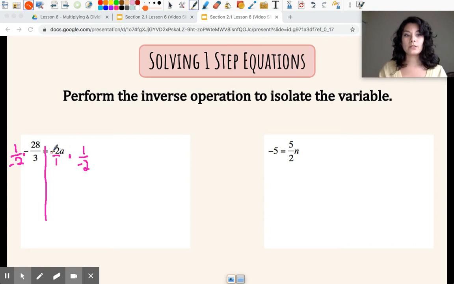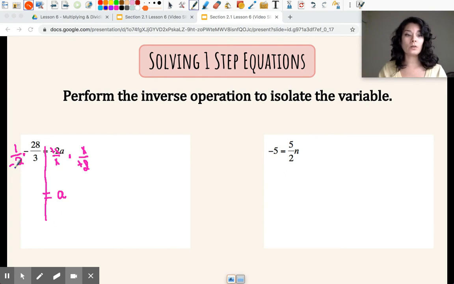The 2's will cancel, the negatives will cancel, and the 1's will cancel. Everything will cross cancel here, leaving me with my variable. And on the other side, I'm going to look for things that can cross cancel. The 1 and 3 can't cross cancel, but the 2 and the 28 can.